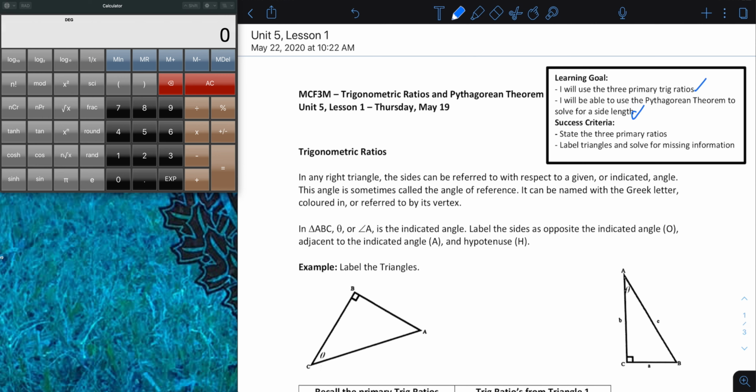Your success criteria is: can you state what the three primary trig ratios are relative to a triangle? And then, can you label the triangles and solve for the missing information? Those are your two success criteria.